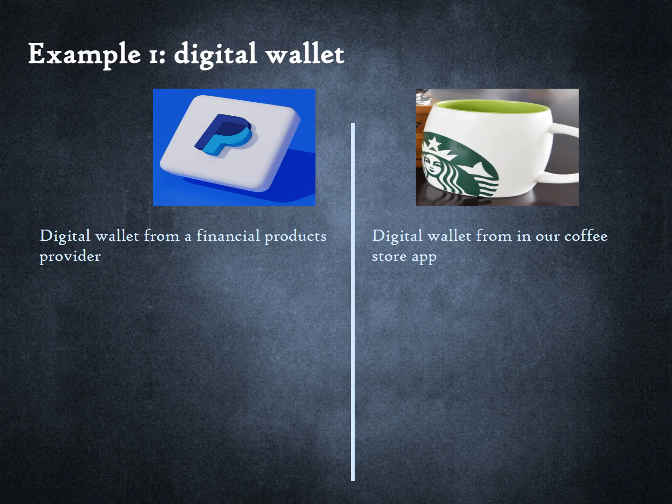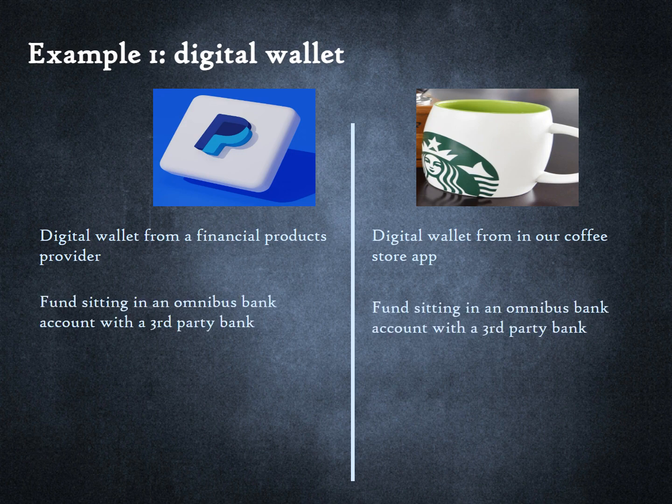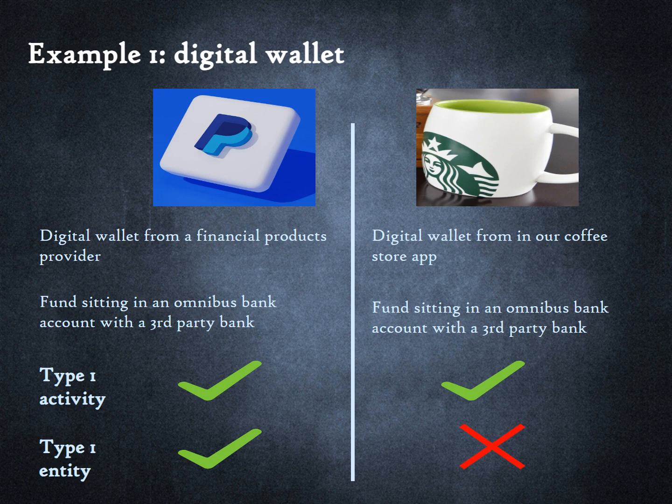In both cases, the funds are lying in an omnibus bank account that is held by the wallet provider with a third-party bank. The omnibus account commingles the funds of all wallet users. Both entities are engaging in Type 1 activity, in that, they are providing a financial product called the digital wallet. But our definition of a Type 1 entity is somebody who earns majority of its revenues from selling financial products. A coffee shop chain does not fit this definition.